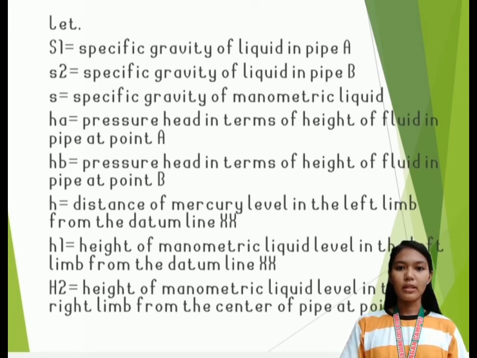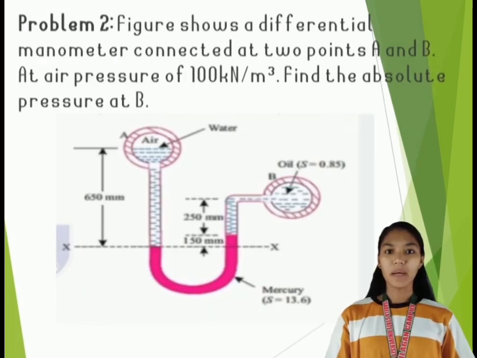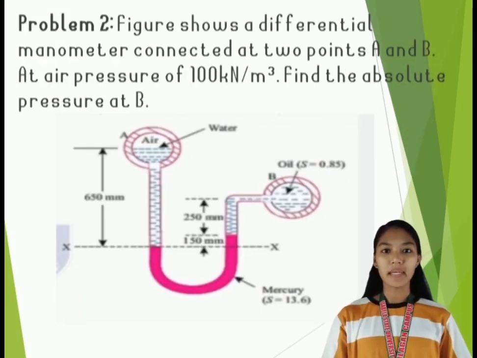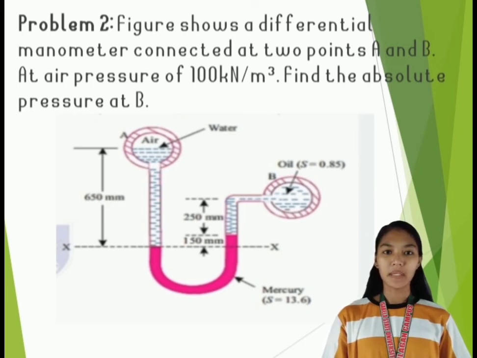H is equal to the distance of mercury level in the left limb from the datum line XX. H1 is equal to the height of manometric liquid level in the left limb from the datum line XX. While H2 is equal to the height of manometric liquid level in the right limb from the center of pipe at point B. So here is an example. Figure shows a differential manometer connected at 2 points A and B at air pressure of 100 kN per cubic meter. Find absolute pressure at B.